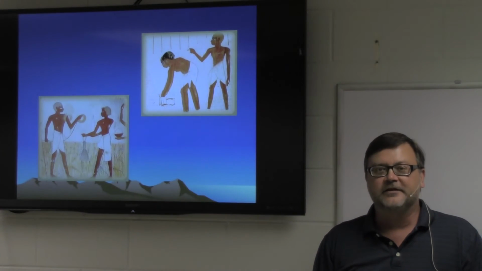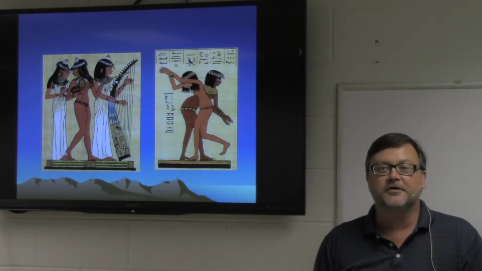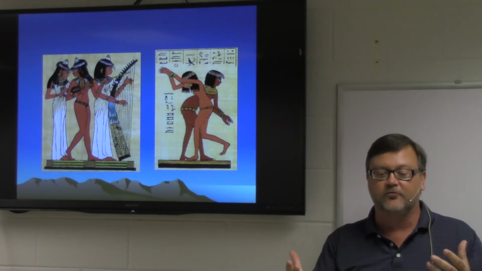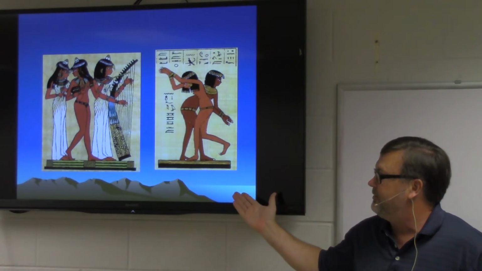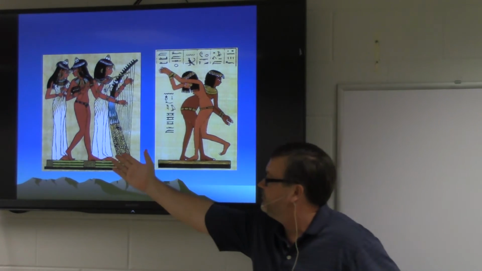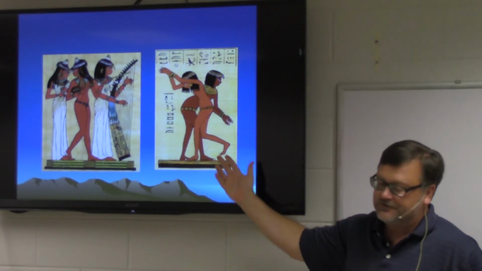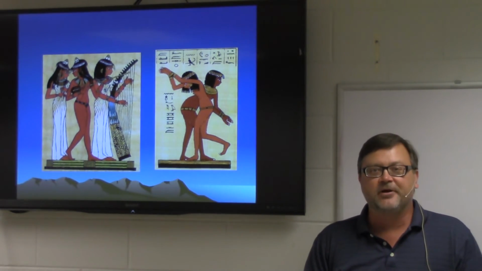And another thing that comes up is going to be women. You're going to see drawings of women about the same size as men, which indicates equality of women. And the women seem to be happy here. Here they are playing musical instruments, dressed in nice clothes and jewelry. Here they are dancing. So it seems to be a pretty good life.